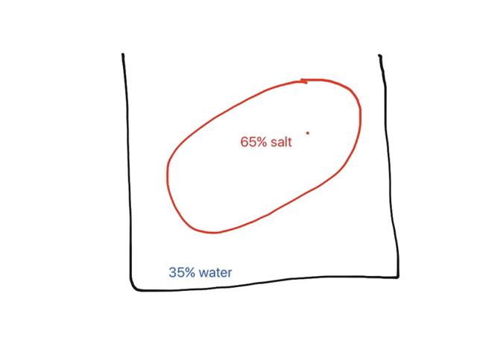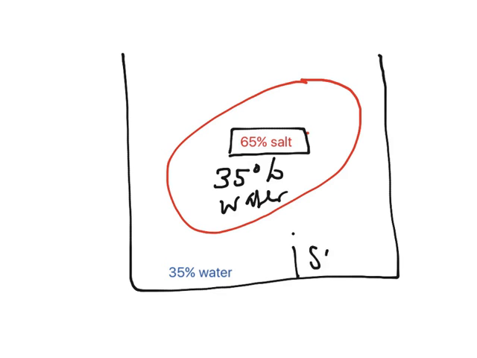In an example here, you see that inside of this cell, there is 65% water. Outside of the cell, there's 35% water. Water is moving from an area of high concentration to an area of low concentration. If there is 65% water salt inside this cell, that means that there is 35% water inside the cell and 35% water outside the cell. Therefore, this is an isotonic solution. There is no movement of water.